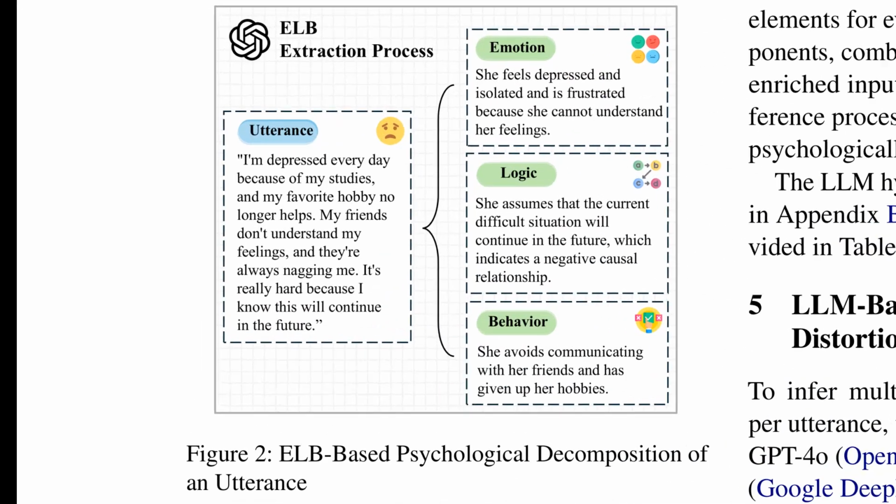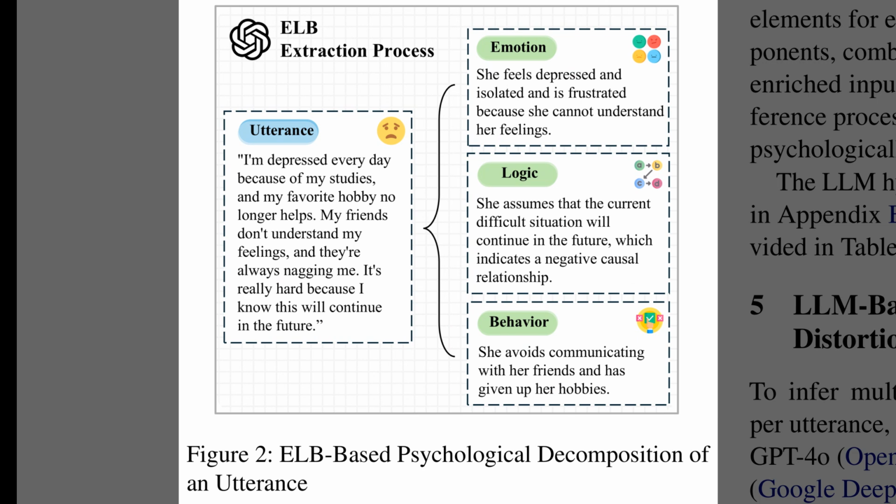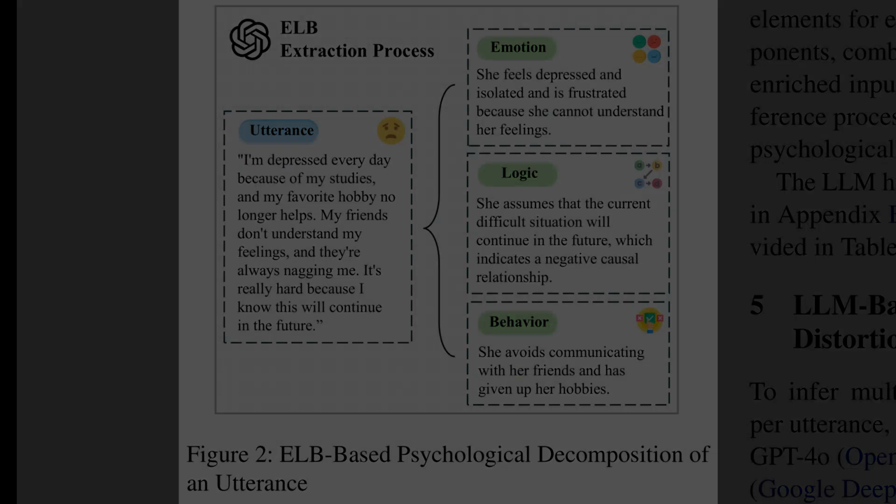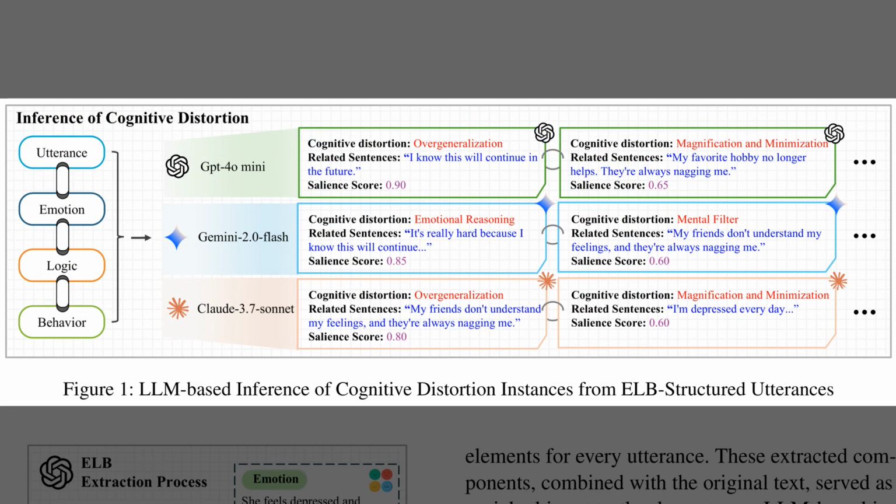The previous table clarified the labels and examples. Figure 2 shows the ELB extraction process from one counseling utterance. The left panel holds raw text describing depression and strained friendships. The top right emotion panel notes isolation. The middle logic panel predicts ongoing hardship, and the bottom behavior panel shows avoiding friends and hobbies. This split supplies explicit cues for downstream distortion inference. So Figure 2 showed how an utterance splits into emotion, logic, and behavior.